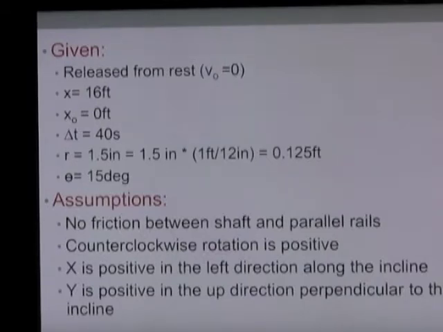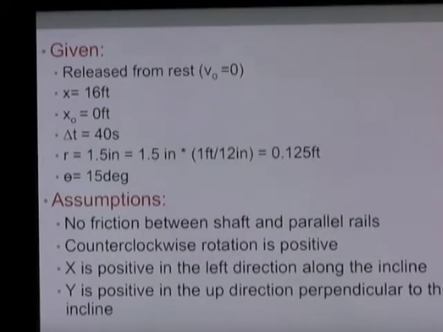Some assumptions we made in approaching this problem were that no friction was between the shaft and parallel rails. Counterclockwise rotation is positive, x is positive in the left direction along the incline, and y is positive in the up direction perpendicular to the incline.